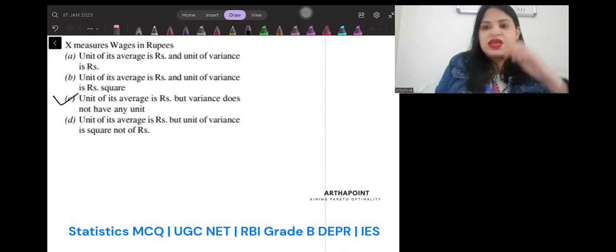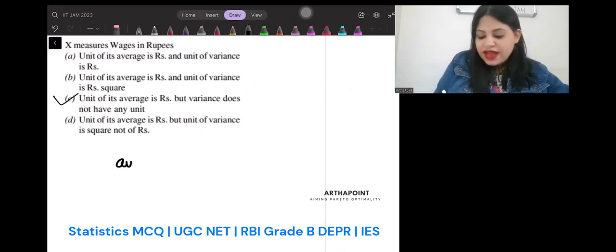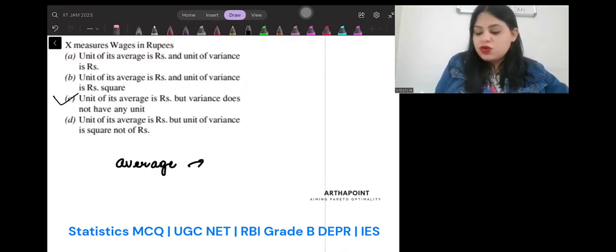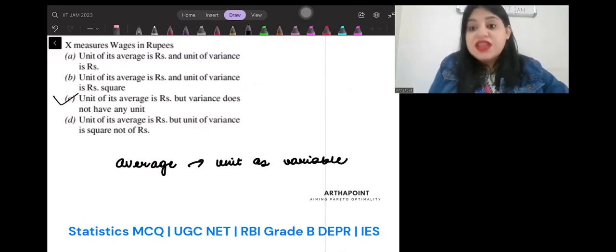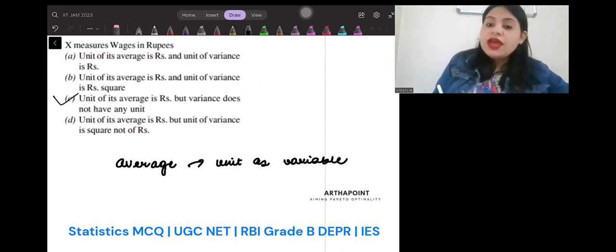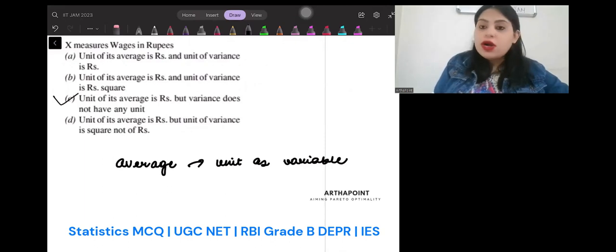So let's think about this better. Please understand that whenever you find average, mean, median, mode, it is in the same unit as the variable. But whenever you find variance, standard deviation, it is unit free. It is not affected by the unit.